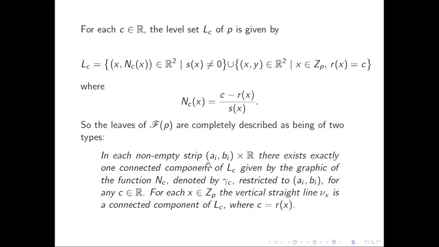In each non-empty strip, there exists exactly one connected component of LC given by the graphic of the function NC, that is a curve, straight to this interval here, for any real C. And for each x in ZP, the vertical straight line Vx is a connected component of LC, and C is the value of R in X.